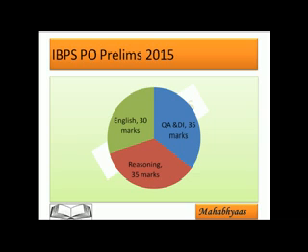Quantitative aptitude, 35 questions, 35 marks. Logical reasoning, 35 questions, 35 marks. English section, 30 questions, 30 marks.